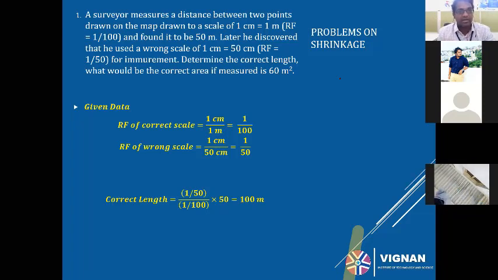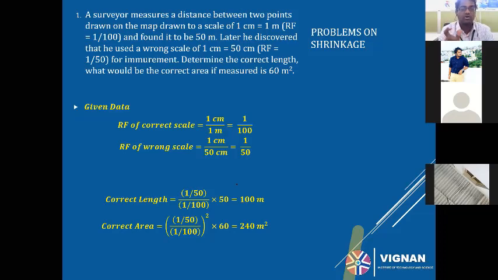In the similar way, area was also measured as 60 square meters. What we have to do: for area, we calculate the correct area by putting brackets and a square. So 1/50 divided by 1/100 whole square into 60 will give 240 square meters, right? It's very simple, right? So the previous slide equations are very important.